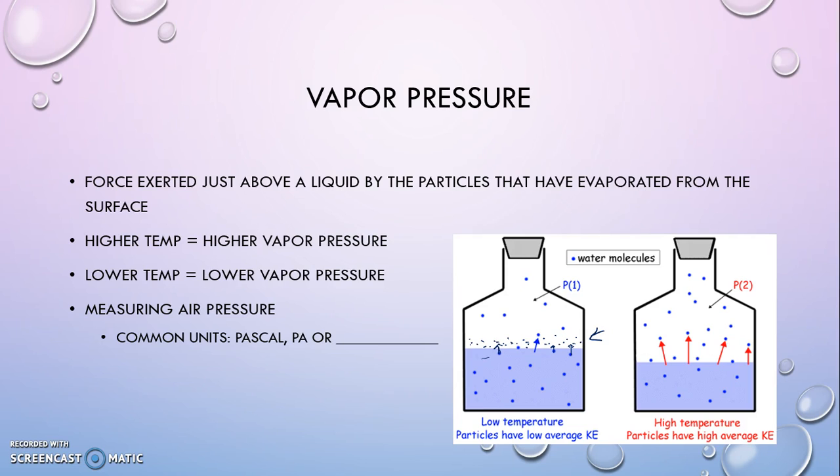When we measure air pressure, common units would be pascals, which are Pa, and then we also have atmospheres, which would be atm. ATM does not stand for atom, it stands for atmospheres. You can also see kilopascals, kPa, and of course millimeters of mercury would be another one that you would see from the barometer. But the ones you'll see the most would be pascals, kilopascals, and atmospheres.